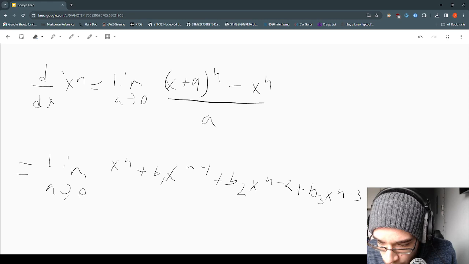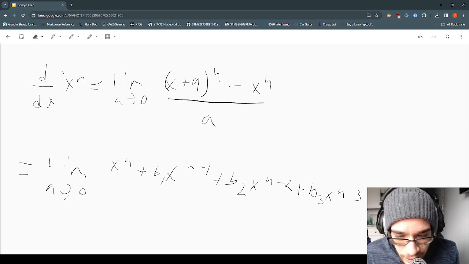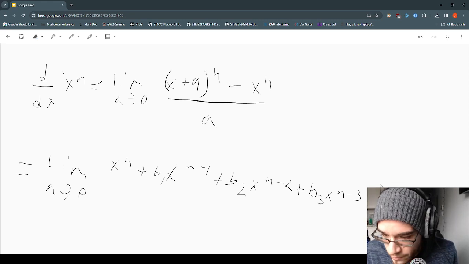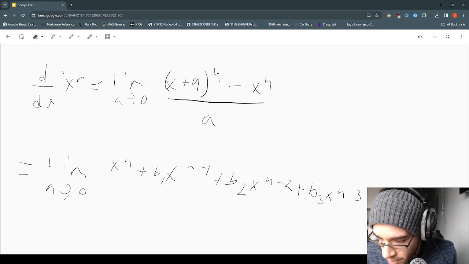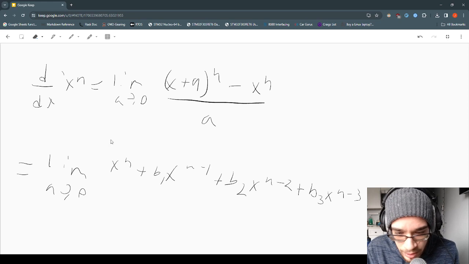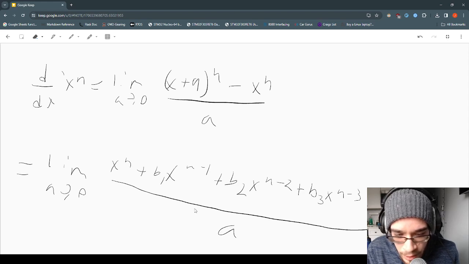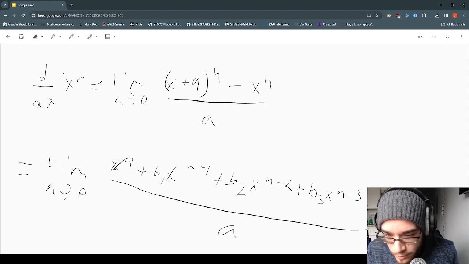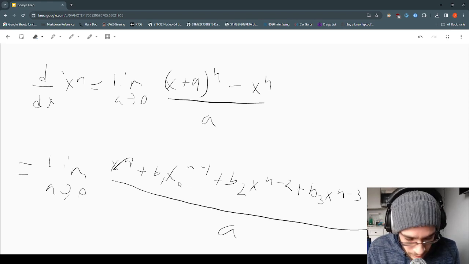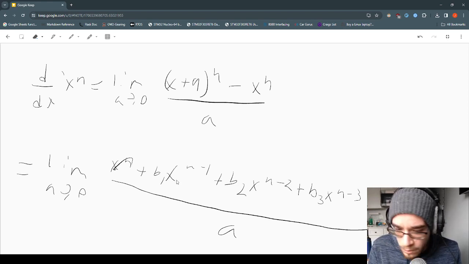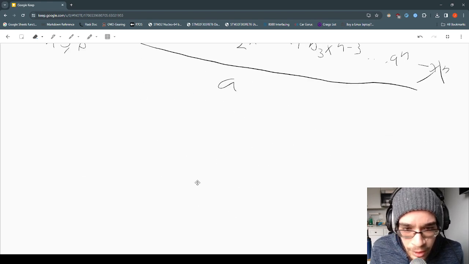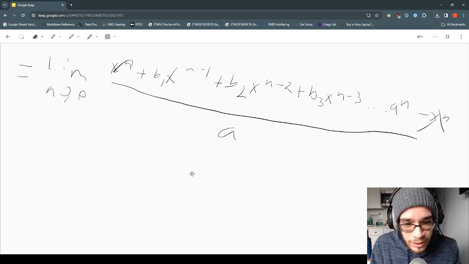And that goes all the way to a to the power of n. Again, you know what? I'll tack the minus x to the n at the end here. And yep, that's right. That's all. Divided by a... Well, wait a second. These guys cancel out, of course. Yeah, there we go. And is there a way I can make this thing go down? Oh, okay. There we go.